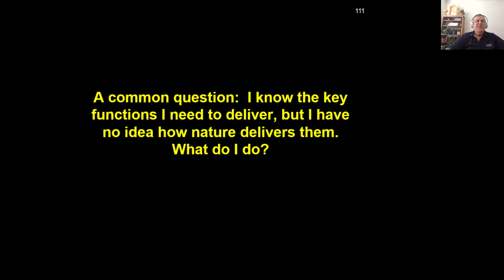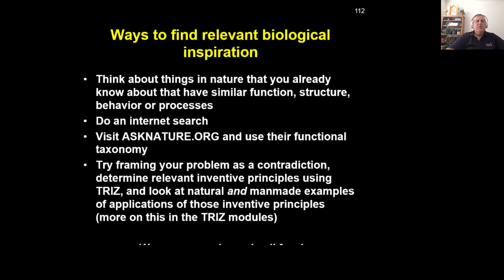What if I have no idea how nature delivers that particular function? What do I do? And these are some possible ways to do that. I particularly like the third bullet here, asknature.org. They have a functional taxonomy. It's in the language of biologists, not language that most engineers would use, but right now it's a free, widely available resource that works quite well. I've had pretty good success both with student projects and real industrial applications. A whole other story is biotrees, blending this with theory of inventive problem solving.